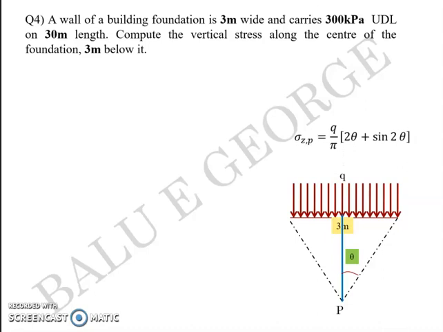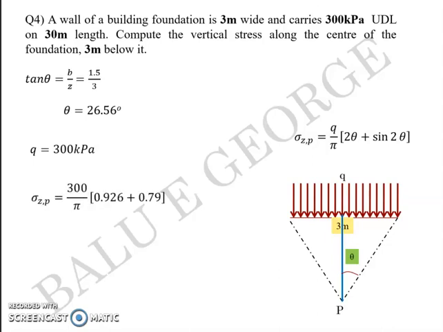So you go for this equation, Q by pi into (2 theta plus sine 2 theta). Now from this picture, if you want to get theta, one tip that you have is that you know opposite side and you know adjacent side. So you can go for tan theta is equal to 1.5, which is half the breadth, divided by 3. So tan theta is equal to half, which gives you theta as 26.56 degrees. And Q is already given in the question as 300 kPa.